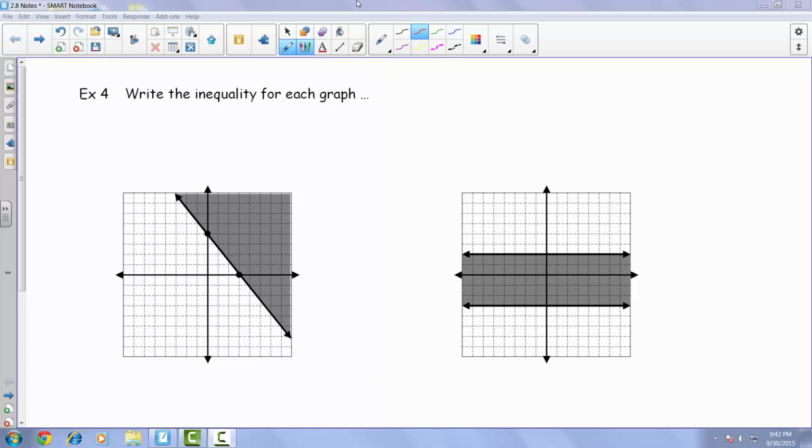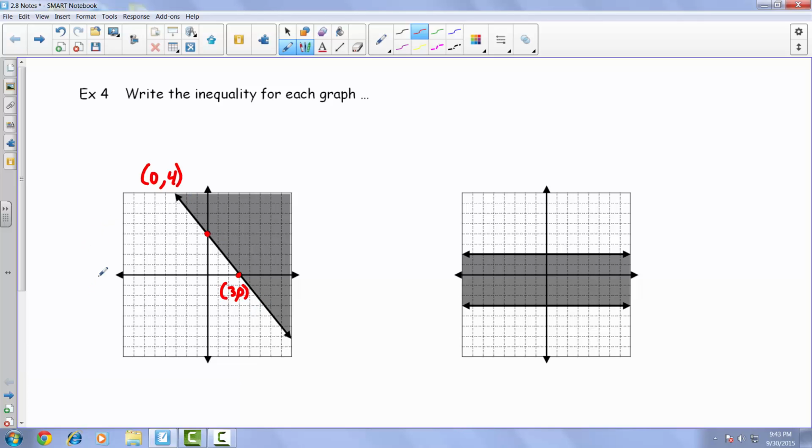Here we are at example 4 from our 2.8 set of notes. We're asked to write an inequality for each of these graphs. For this first one, we notice that we have a line comprised of these 2 points. We have a point right here, looks to be at (0, 4), and then this other point right here that happens to be (3, 0). With these 2 points, we can eventually come up with the equation of this line.